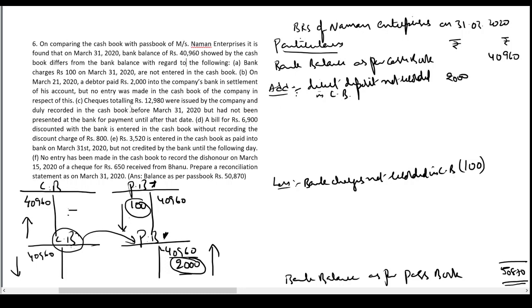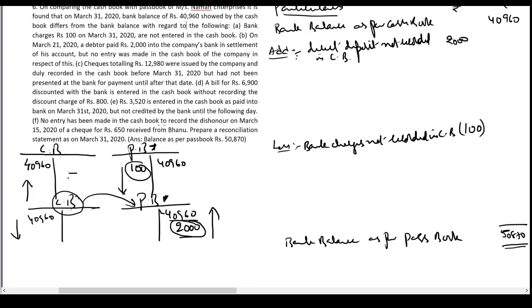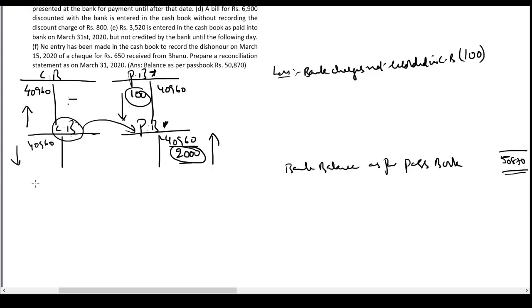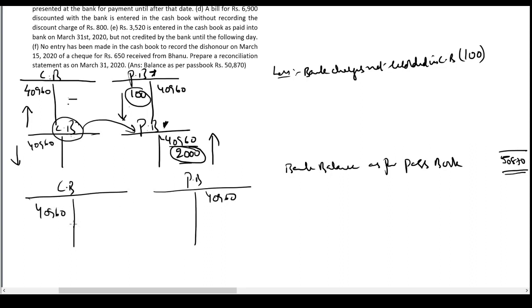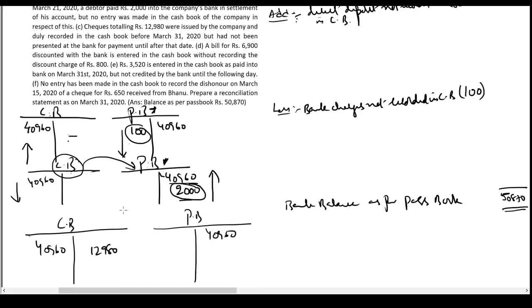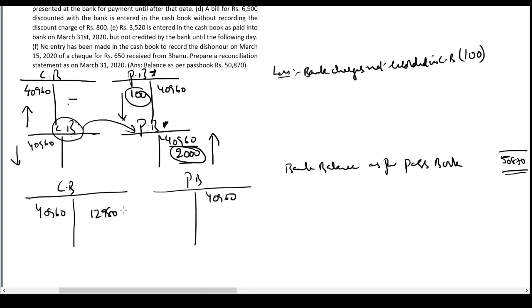Next, C. Checks totaling rupees 12,980 were issued by the company and duly recorded in the cash book before 31st March 20, but had not been presented for payment until after that date. That means the creditors have not encashed the checks from the bank. They have not gone to the bank, they have not presented the checks, and they have not taken money from our bank. So passbook 40,960 credit, cash book 40,960 debit. We have issued a check. So as soon as we issue the check, we record a withdrawal in the cash book. Hence it is credited in the cash book.